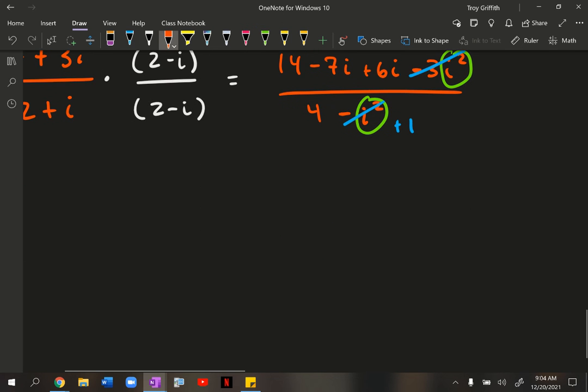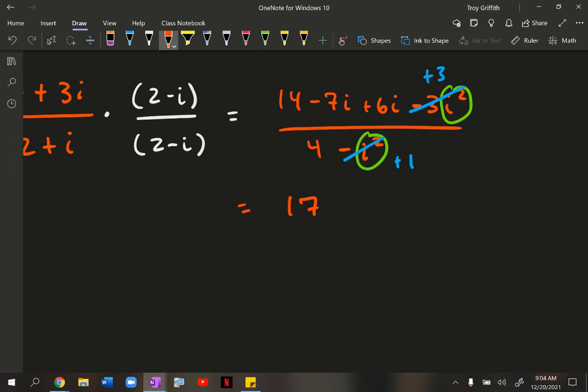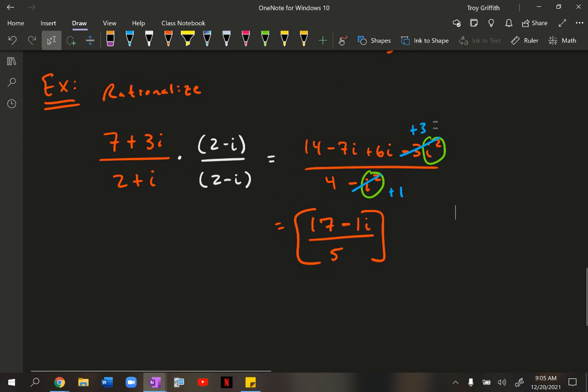And so when I'm finished here, I can write my final answer. 14 plus 3 is 17. Negative 7i plus 6i is a minus 1i, or you can just write minus i. And then 4 plus 1 is 5. So here's my final answer for that. Okay, so that's the process of rationalizing an imaginary denominator.